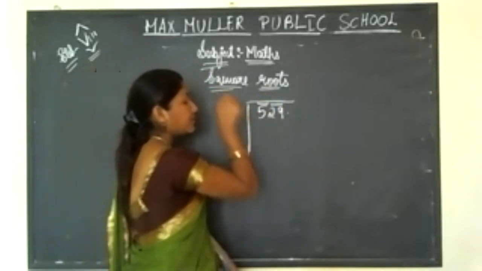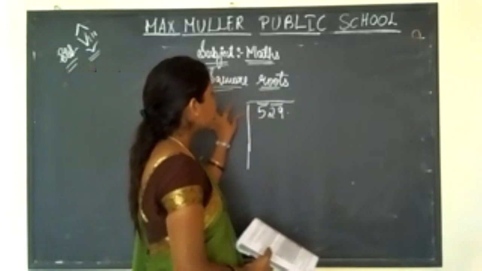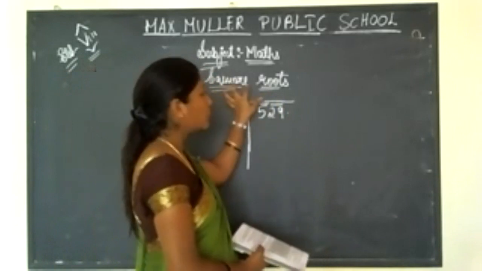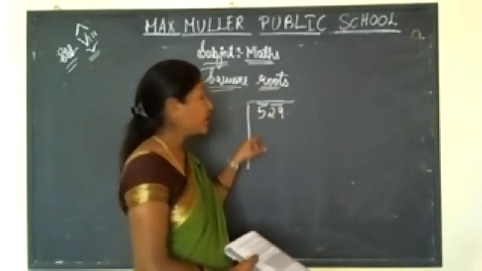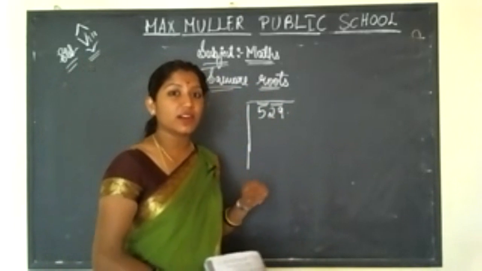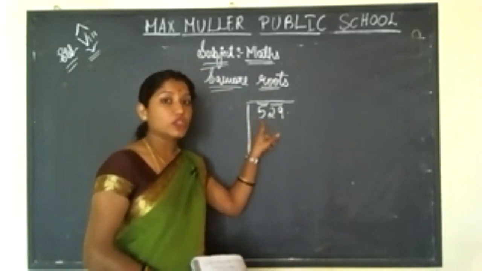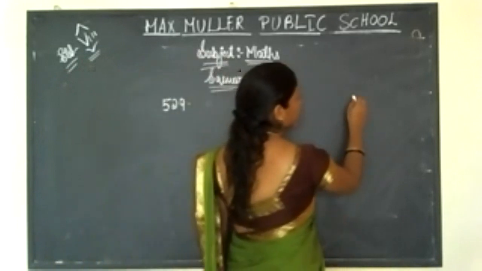Next step, what you have to do, you have to see there is no number here. That is, there is no dividend to do the division method. So how you will find out here? See, here the value is 5. So the nearest square number, write down all the square numbers.